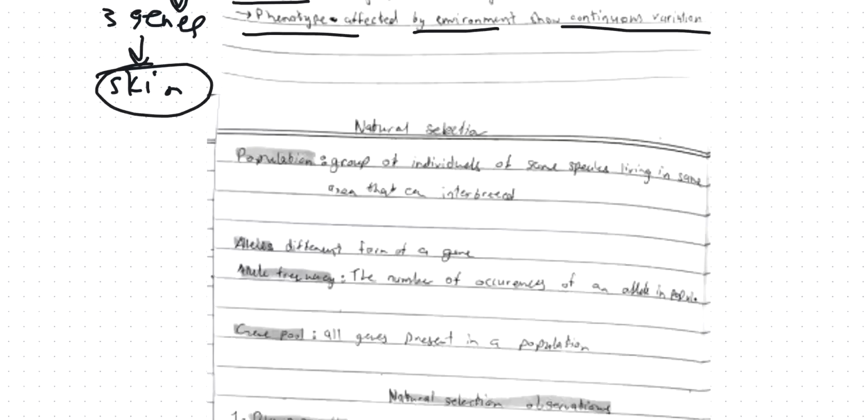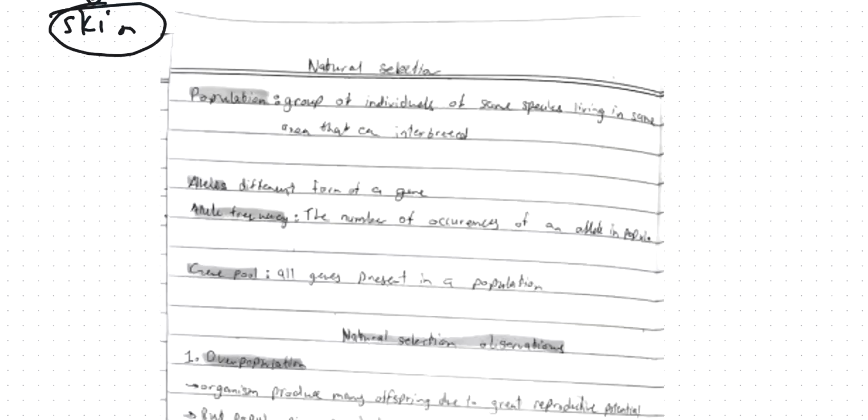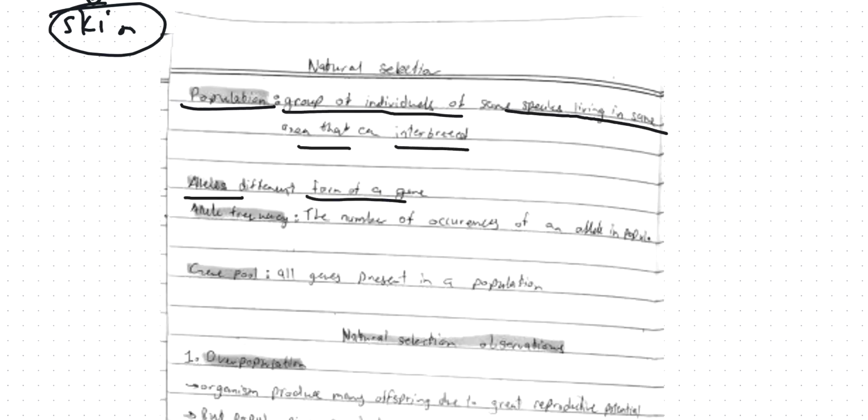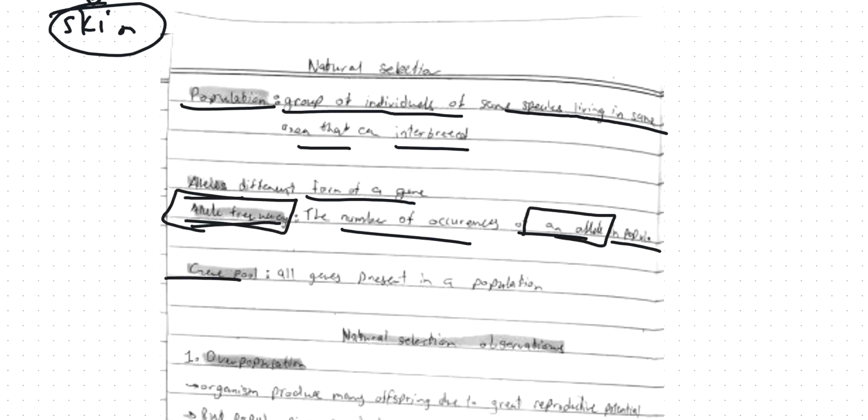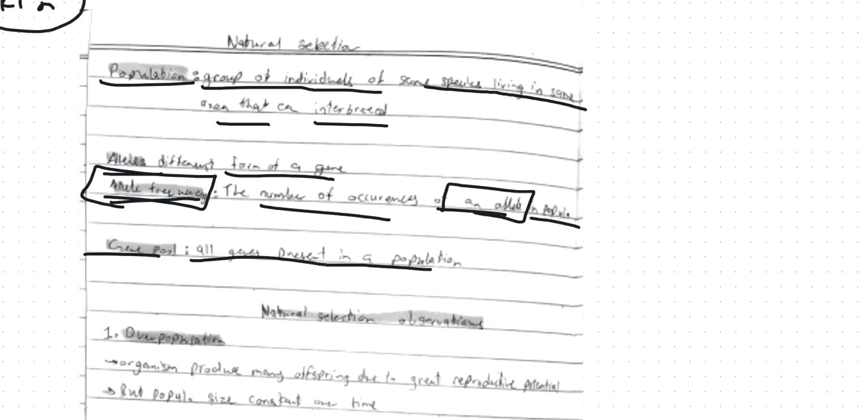So let's move on to definitions. What is a population? A population is a group of individuals of some species living in the same area that can interbreed. And alleles are different forms of a gene. And allele frequency is the number of occurrences of an allele in a population. So the number of similar alleles that you have in a population is called allele frequency. And a gene pool is all the genes present in a population. So all of the different kinds of genes you have in a population is called gene pool.